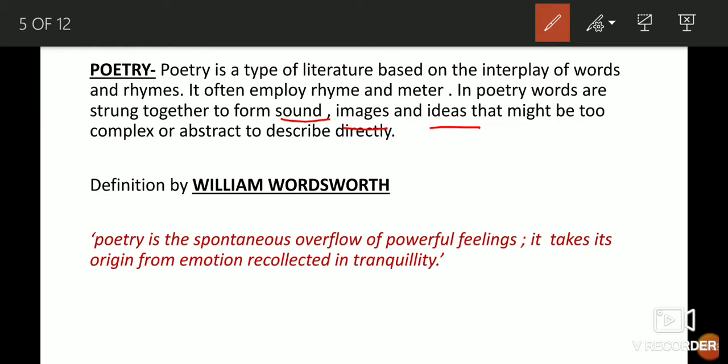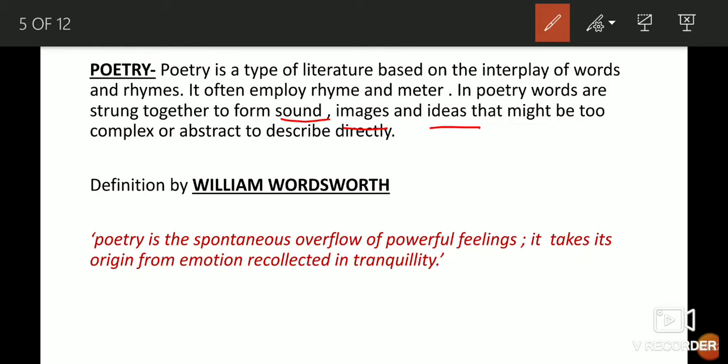And further we learn one most celebrated definition of poetry by William Wordsworth in his book Lyrical Ballads. Students, carefully listen about it. William Wordsworth wrote this definition in his famous book. Okay, so you note down this point. This is very important. So what's the definition of poetry by William Wordsworth? Poetry is the spontaneous overflow of powerful feelings. It takes its origin from emotions recollected in tranquility.